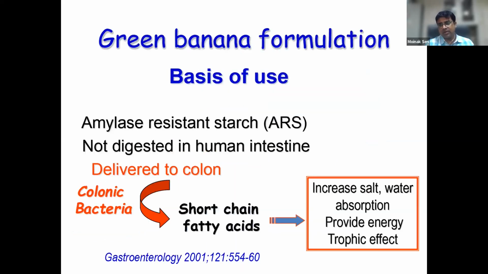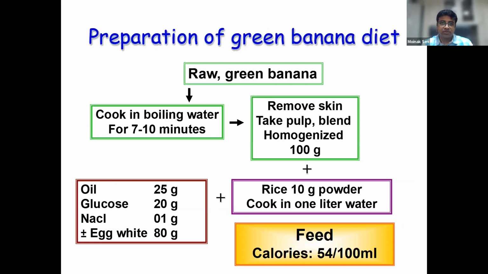What is a green banana formulation? Normally you and I eat the ripe banana, which is yellow in color, but the green banana is not ripe. That green banana is used for therapeutic purposes because it contains amylase resistant starch, which is not digested in the intestine. It is delivered directly into the colon, and the colonic bacteria will break it down to short chain fatty acids. And as I have told you, short chain fatty acids give some energy, that is 3 to 6 kilocalories per kg, and they have a trophic effect and increase water and salt absorption.